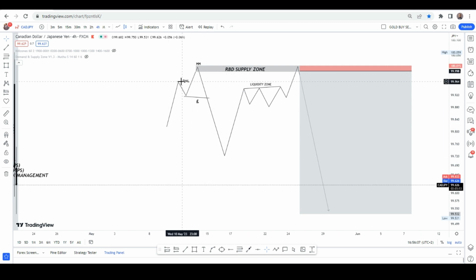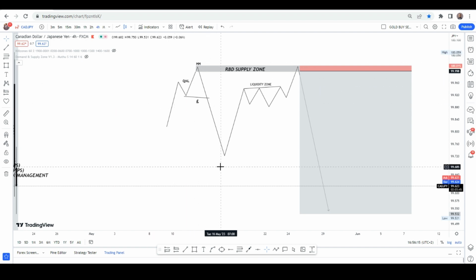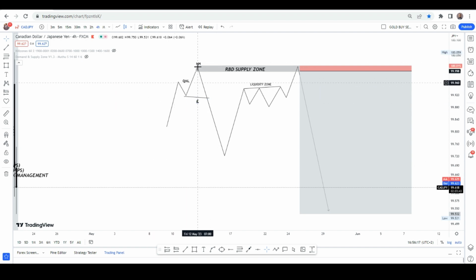Sometimes you won't have the QML and it's okay. Alright, so don't always try to find the QML, don't try to force it. Sometimes it won't be there. So as long as you have a rally-based drop supply zone, you are good. And make sure that your rally-based drop supply zone breaks structure to the downside. So when the market breaks this structure right here to the downside, that's a good zone.